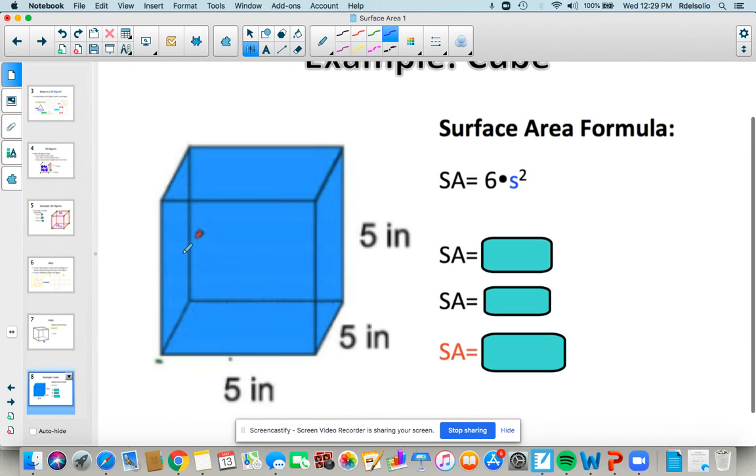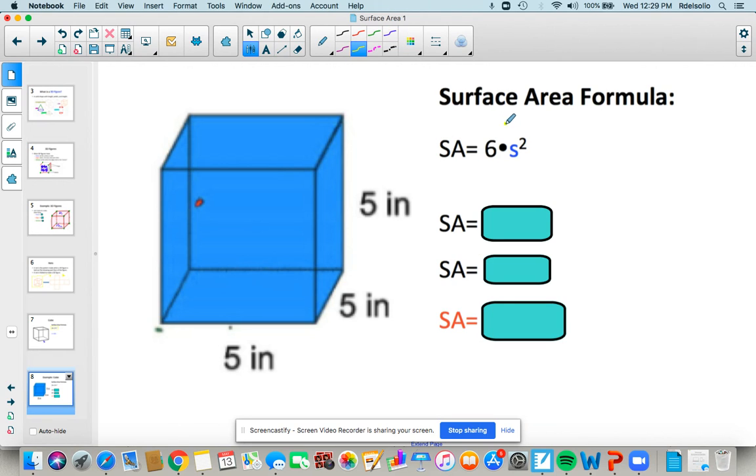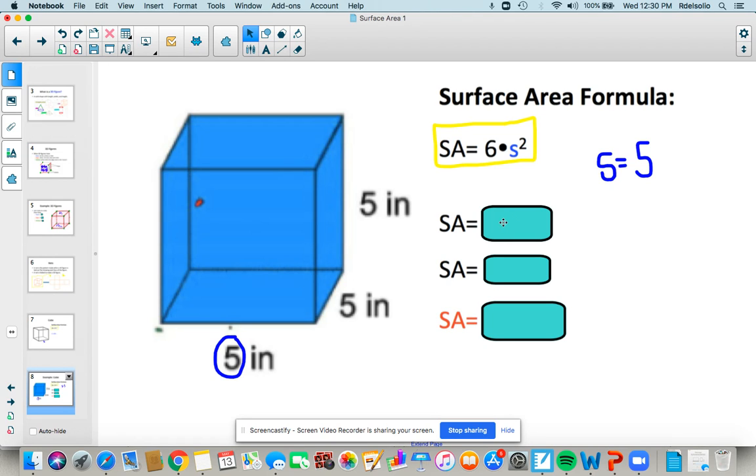Let's look at an example. The surface area formula we're using for a cube is surface area equals 6 times s squared. So in our problem here, s is 5. This is our side, so we have s equals 5. In the formula where there's an s, we're going to plug in a 5. So we have surface area equals 6 times 5 squared. Now we have to follow PEMDAS, the order of operations.